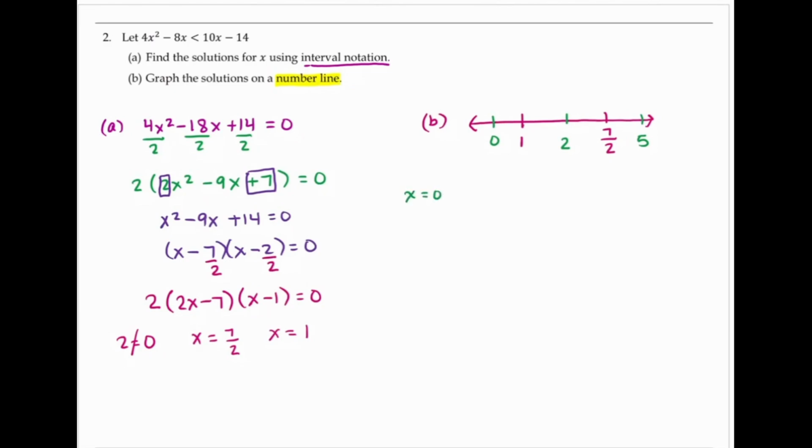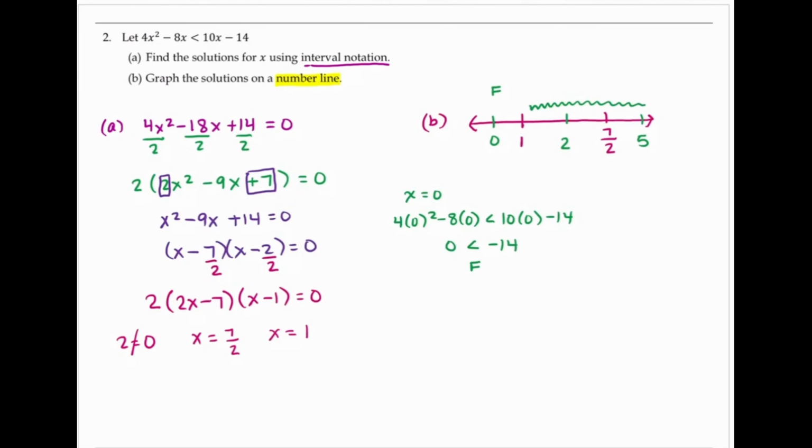All right, so let's start with 0. If x equals 0, would this be true or would this be false? So let's input into the original inequality. And I like zeros, I like ones because they are easier to work with. So here we would have 0 is less than negative 14. Now 0 is not less than negative 14. So this is false. Again, what is this automatically telling me? That my answer has to be greater than.